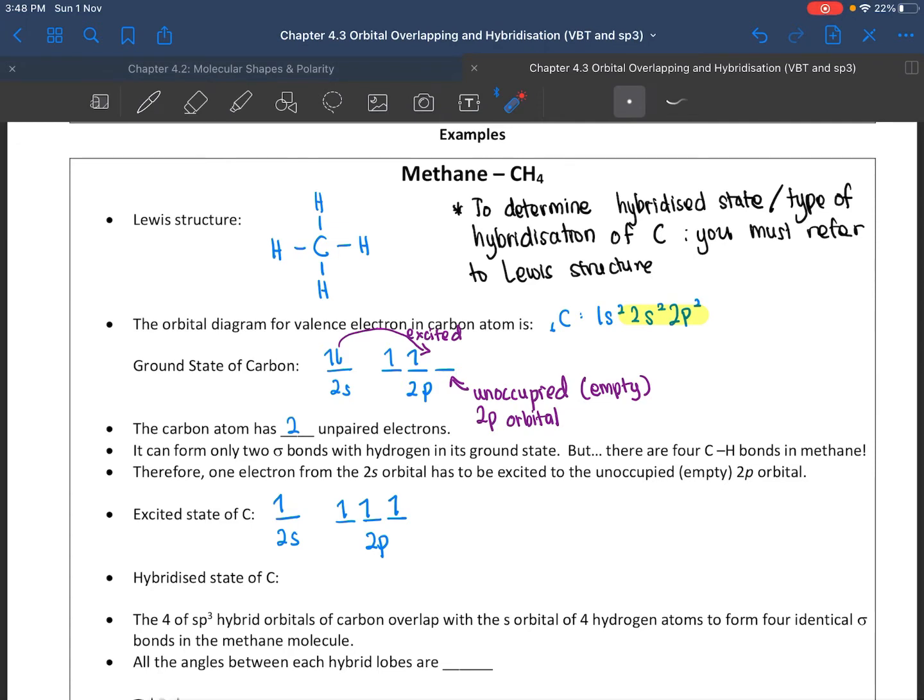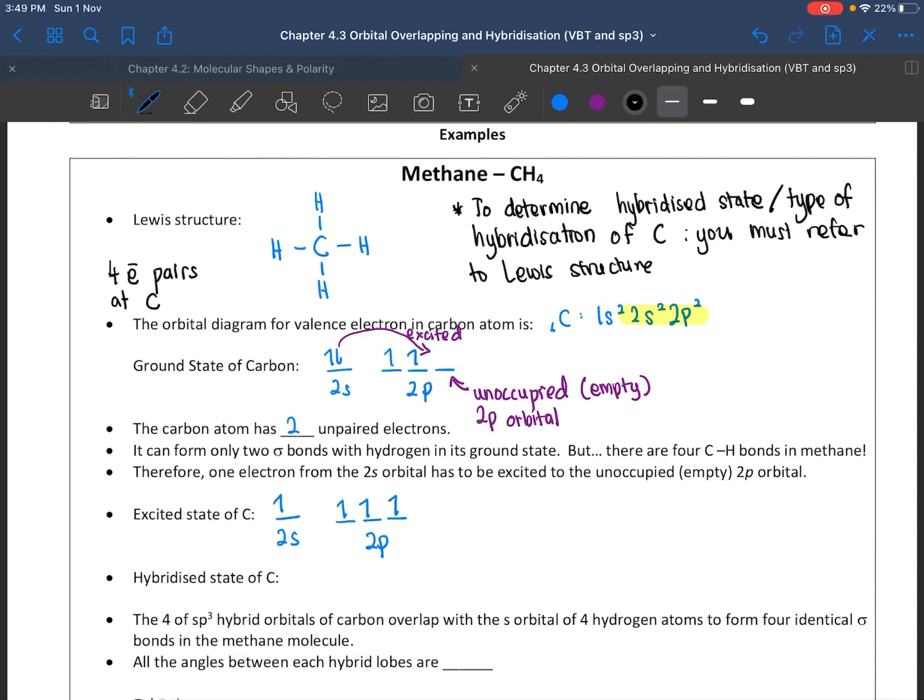So, to determine the hybridized state or type of hybridization, mesti tengok Lewis structure. Okay, so from your Lewis structure, carbon is bonded to 1, 2, 3, 4 bonds. So, 4 atoms. Dia bonded to 4 atoms ataupun dia ada 4 bonding pairs. That means dia ada 4 electron pairs at carbon. Okay, so 4 electron pairs mean sp3 hybridized.